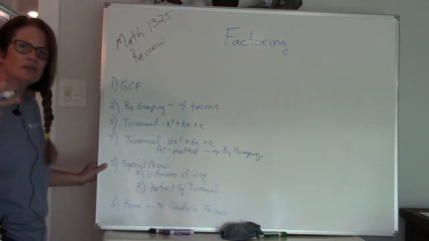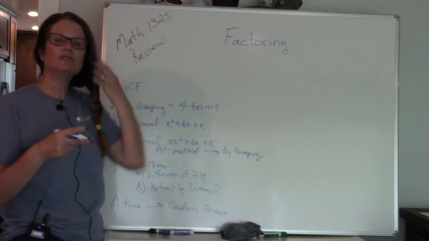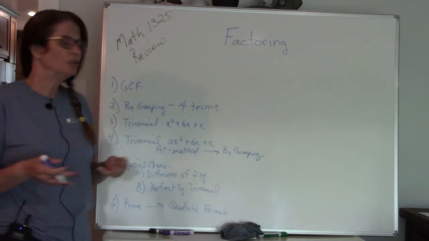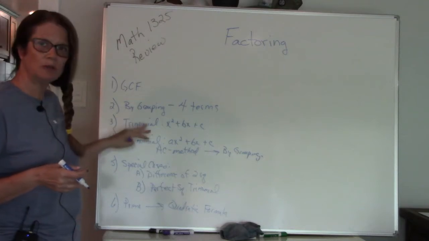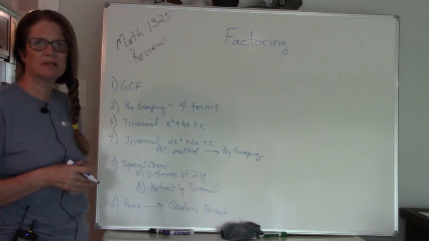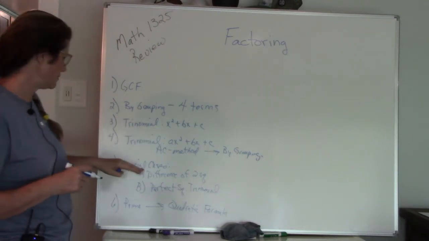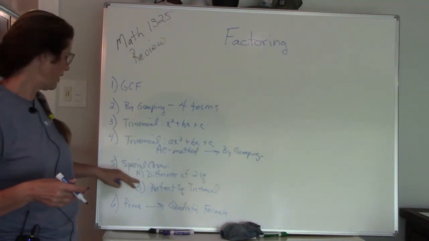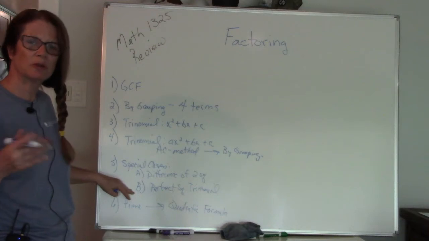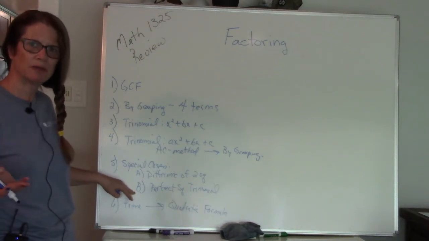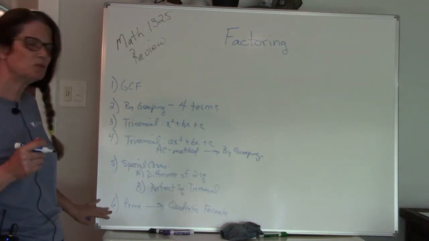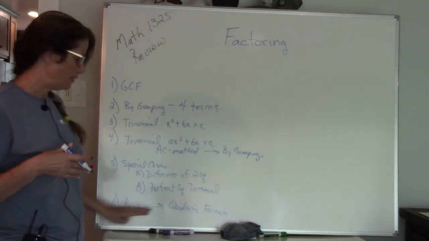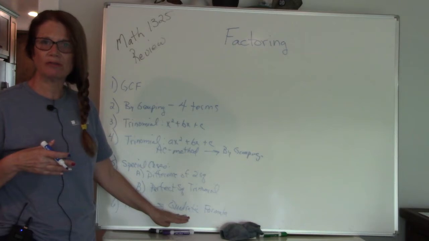Then there are 2 special cases. The 2 special cases are the ones that you're going to see the most in this class. You're going to see a few of the trinomials, but for the most part, you're going to see the 2 special cases. The first one is called difference of 2 squares, and I'll give you an example of that. The other one is called a perfect square trinomial, and I'll show you an example of that. The 6th one is when you can't factor it. When you can't factor something, that's when you go to the quadratic formula.